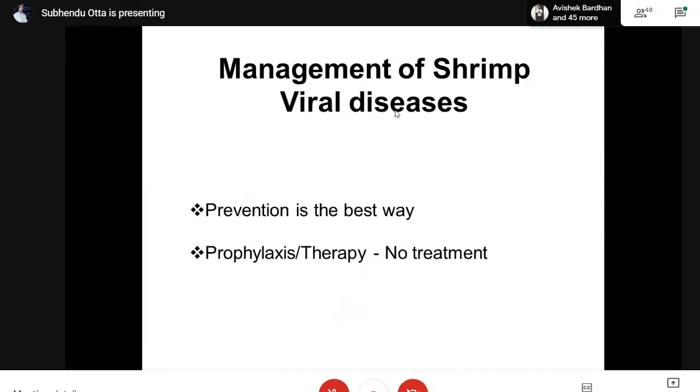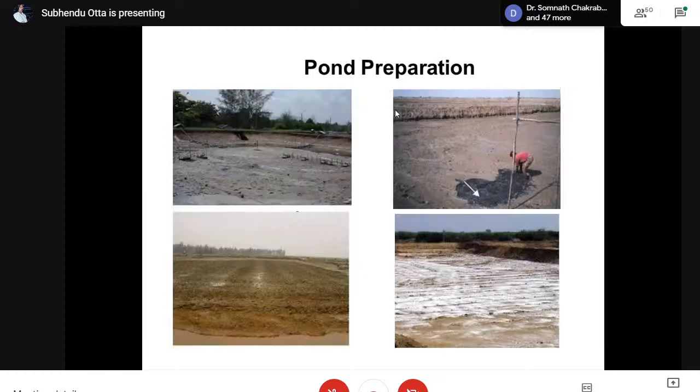Then coming to the management practice of the viral diseases. As you know, for these viruses, so far there have been no treatment methods. So prevention is the best way, like how you keep these viruses away from your culture system instead of finding some treatment methods. The first prevention method starts from the pond preparation.